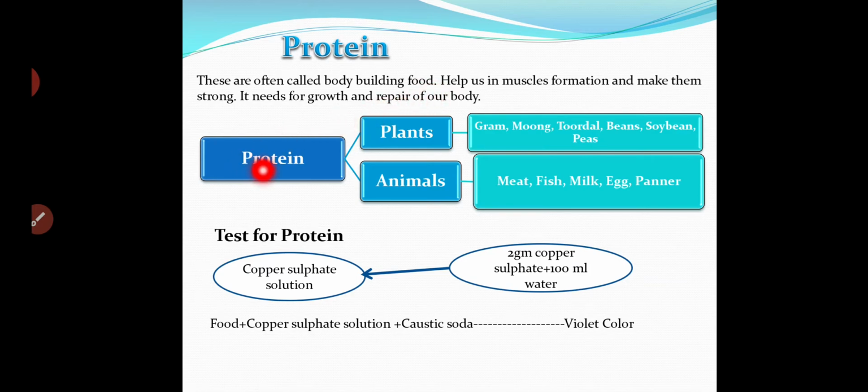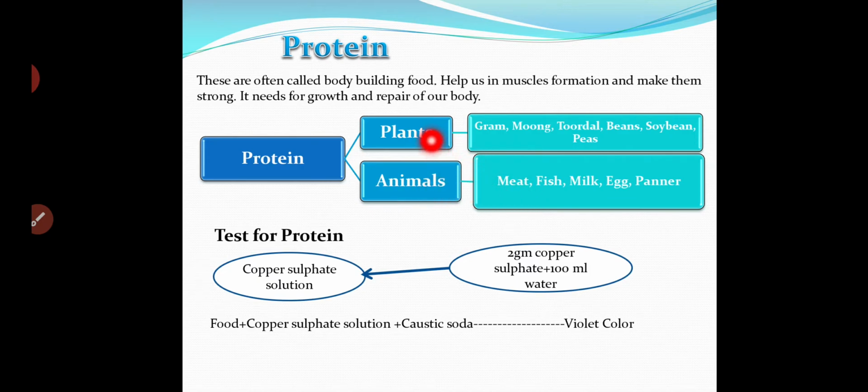So protein we will get from plants as well as animals. From plants: gram, moong, tur dal, beans, soya bean, peas; almost all seeds of the plant give us protein. And from animals: meat, fish, milk, egg, paneer, all these items provide us protein.